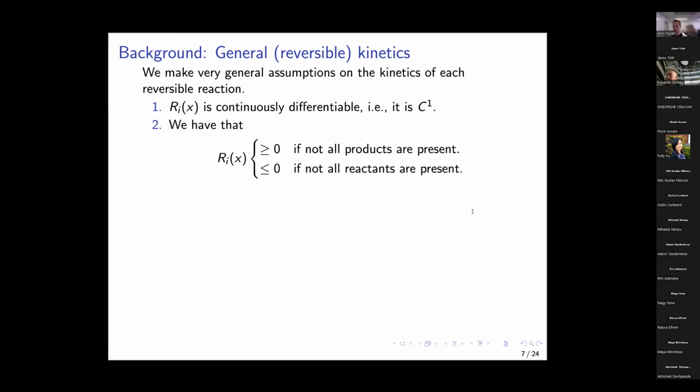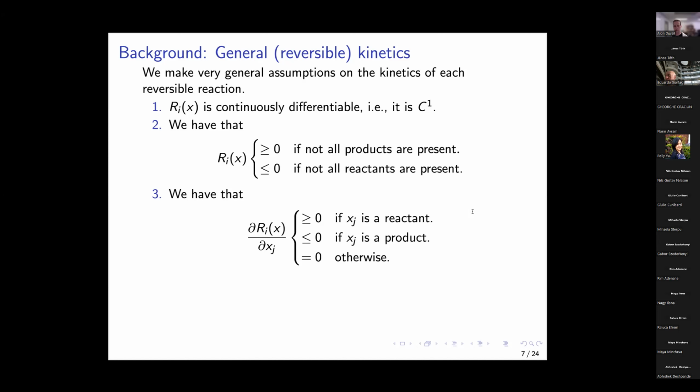We have some positivity, negativity conditions. So if none of the products are present, the reaction can only move forward from reactants to products. That's again related to you can't have negative stuff. If a product is not present, you can't push it to having negative product.